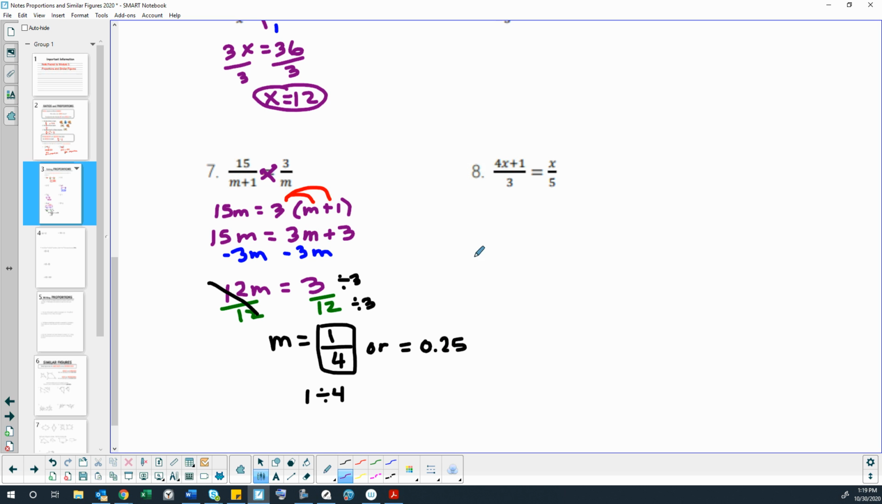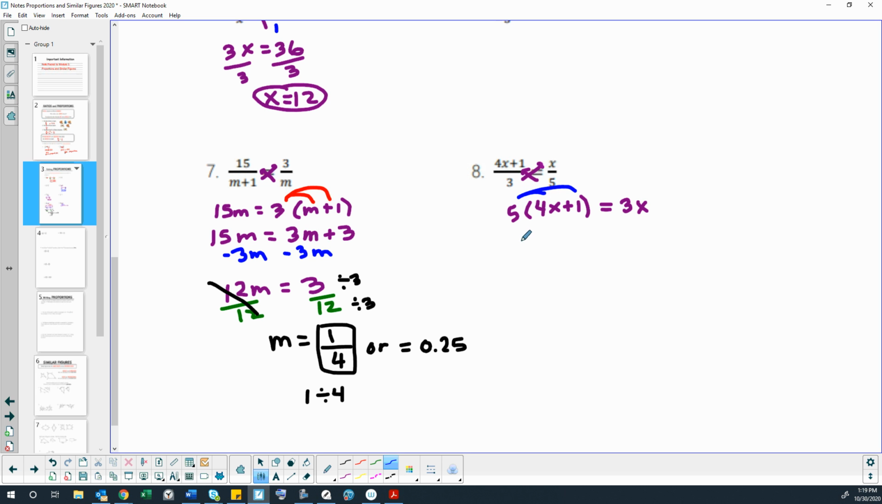Let's look at problem 8. Cross multiply. So I will have 5 times 4x plus 1 on one side of my equal sign. And then on the other side of my equal sign, I have 3 times x. Notice how my fractions are gone by using the cross product property. Don't forget to distribute.